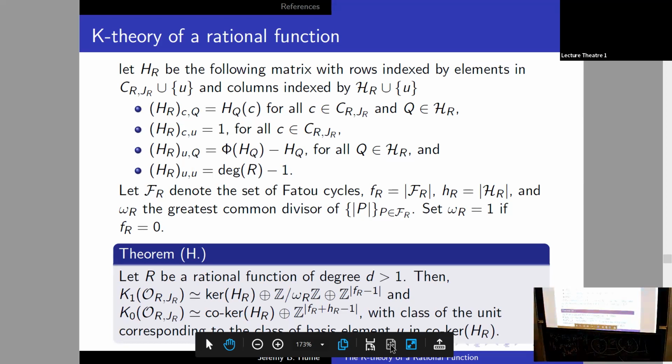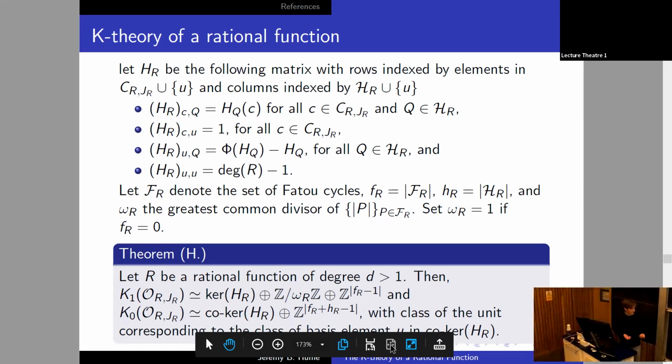So what's interesting to me about this is that a priori, the dynamics on the Julia set has nothing to do with the dynamics on the Fatou set. Yet the K-theory of this algebra depends almost only on the orientations of Fatou cycles and the number of Fatou cycles.